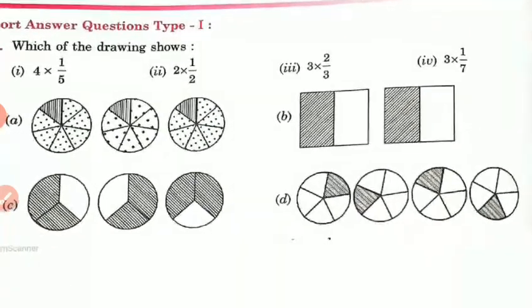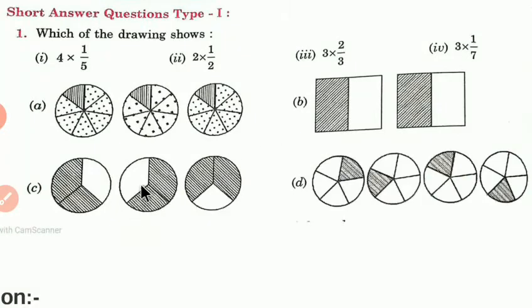Third one, 3 into 2 by 3. Here we have three figures, but 2 by 3 means there are three parts out of which two are shaded. So you can see that in figure C, how many parts are there? 1, 2 and 3, in which two are shaded. It means the answer of third one is C.